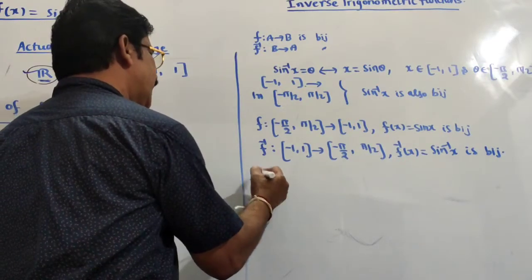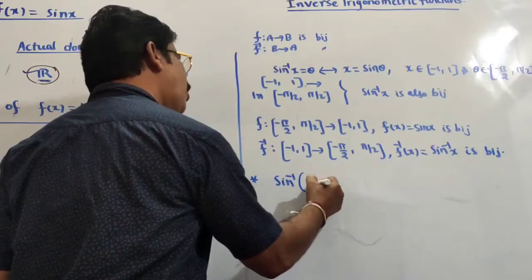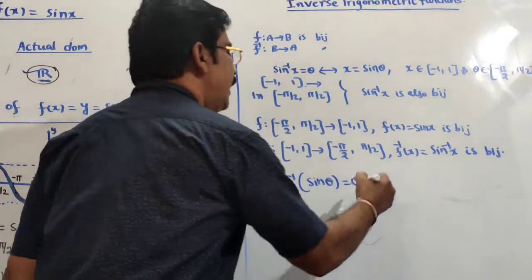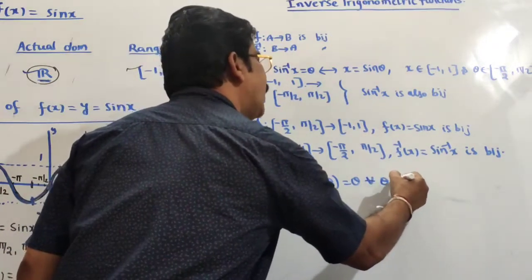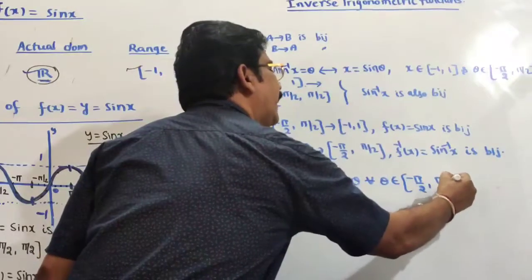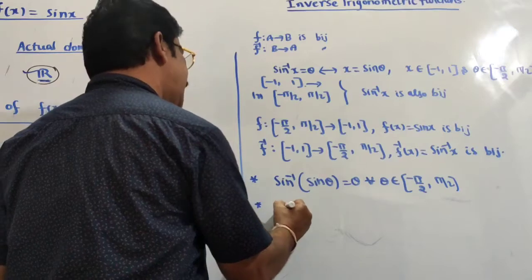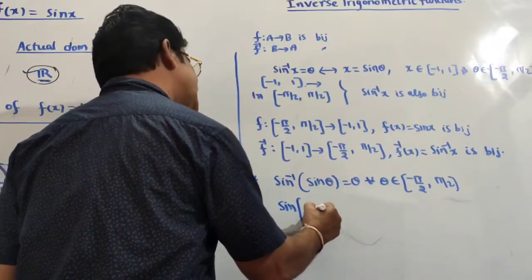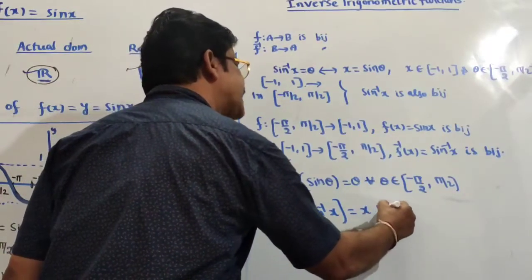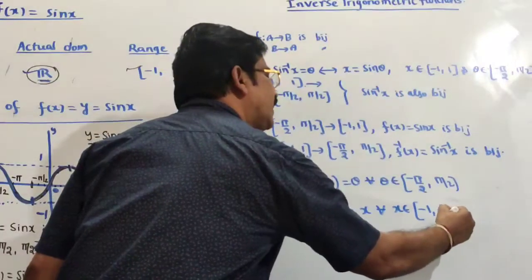Next, moreover, here sin inverse of sin theta we can write simply as theta. It is for all theta belonging to the closed interval of minus pi by 2 to plus pi by 2. It is one formula. Another formula: sin of sin inverse of x is equal to x for all x belonging to the closed interval of minus 1 comma 1.